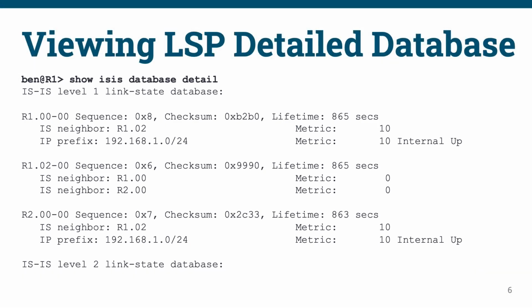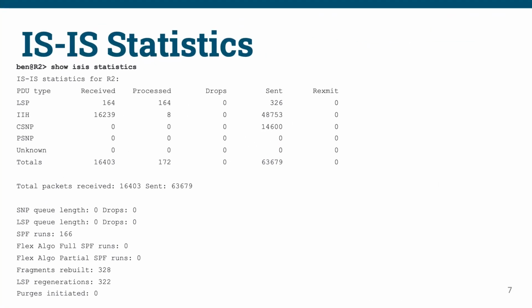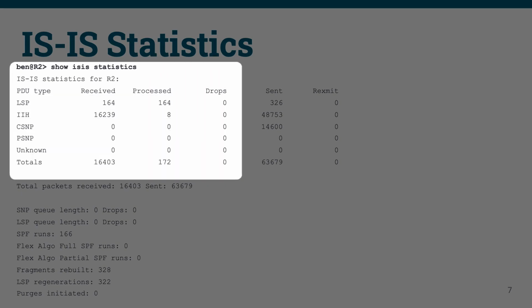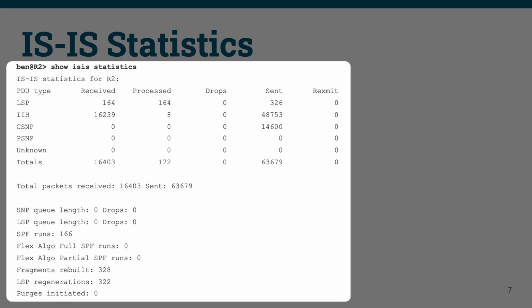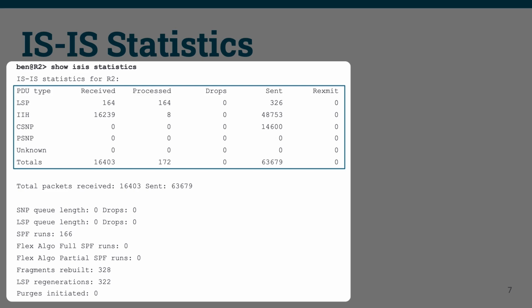Finally, let's take a look at one more operational mode command we can use to monitor and troubleshoot ISIS. We can view statistical counter information about the types of ISIS PDUs sent and received by the local router using the show isis statistics operational mode command. We see in the table that we have each of the ISIS PDU types listed, along with the operations of each, whether they were received, processed, dropped, sent, or transmitted.